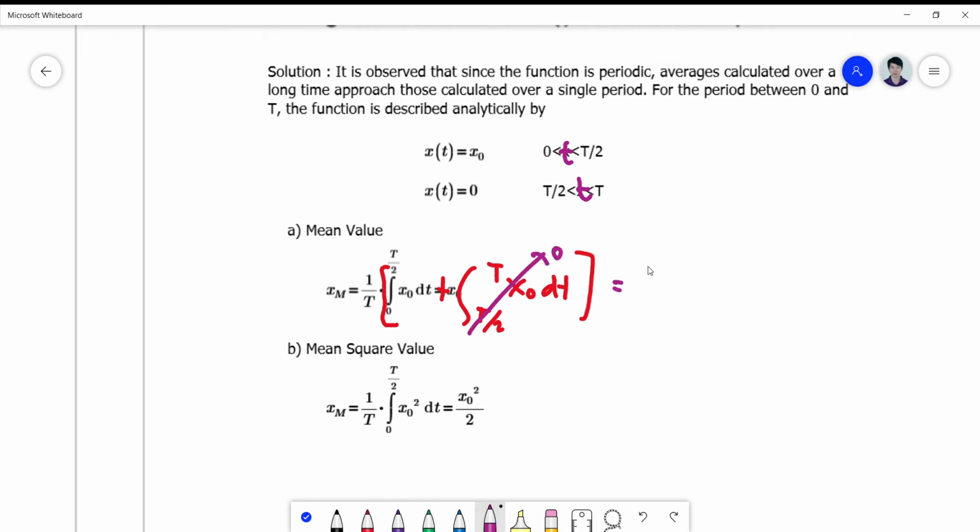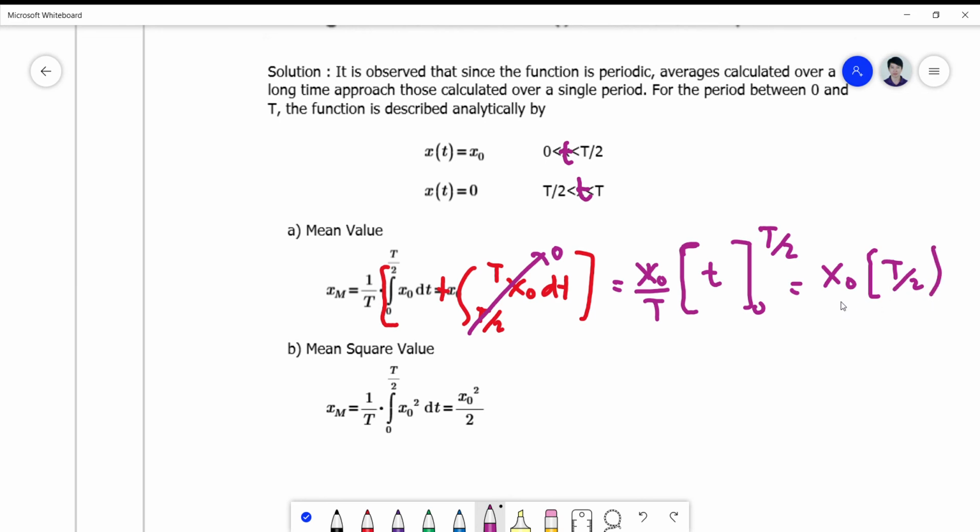Okay, so the value now is 1 over t. What's the integral of x, or of dt? This is t, so this is 0 to t over 2. So this is xo times t over 2 all over t. So cancel. The answer must be xo over 2. Let's check our reference for the answer later.